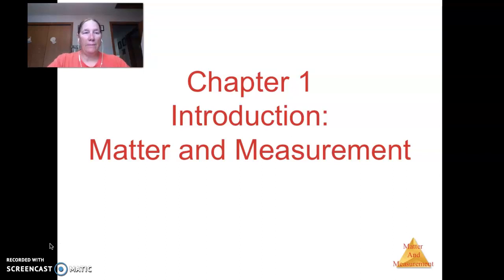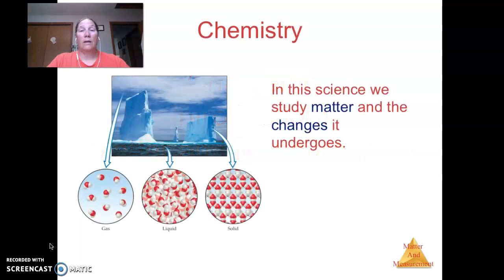And remember, when you're a chemist, you study matter. You study how matter changes. You study all the things about matter. Well, matter is everything that has mass and takes up space. So basically, you study everything. Okay. So chemistry is the study of matter and how it undergoes changes.